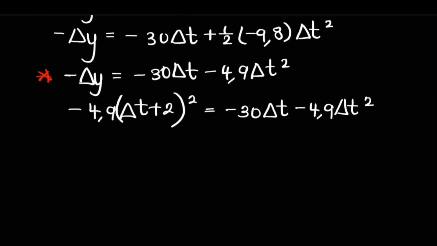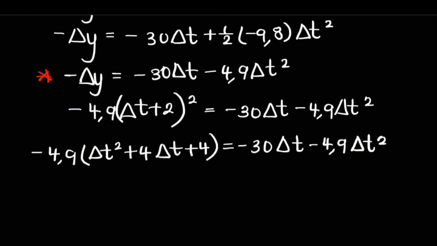So here's what we have. Now we need to simplify this. And we've got this bracket that is squared on the left-hand side. So we have to expand that. We've got a binomial squared. It's going to result in a trinomial. Here's what we have once we expand. Now we're going to take this negative 4.9 into the bracket, and it's going to multiply with all three terms.